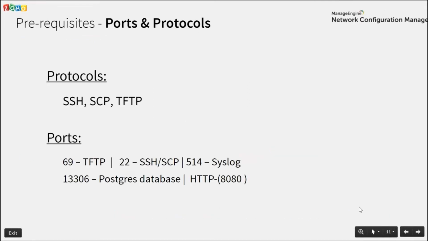So the ports and protocols that have to be made available for NCM are SSH, SCP, and TFTP in the protocol section. And the ports that have to be made available are 69 TFTP, 22 SSH, SCP, 514 syslog, 13306 Postgres database, and 8080 HTTP.